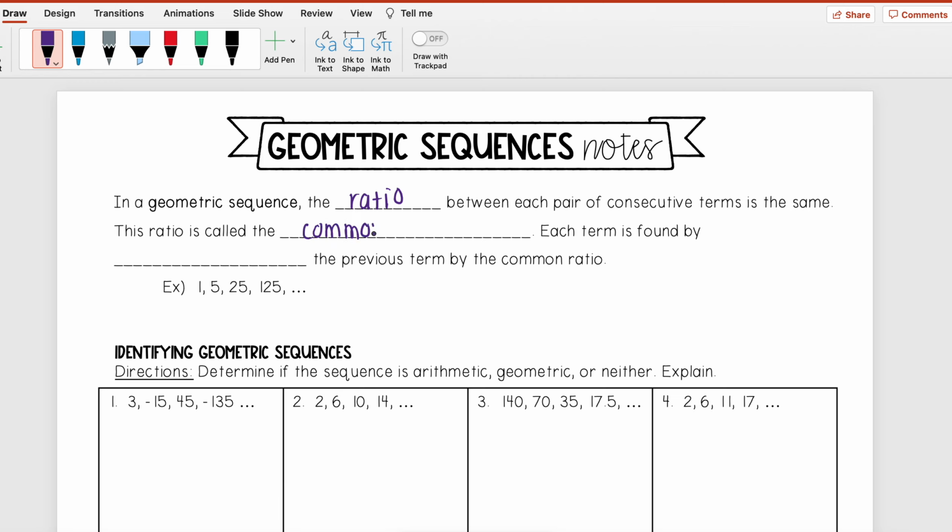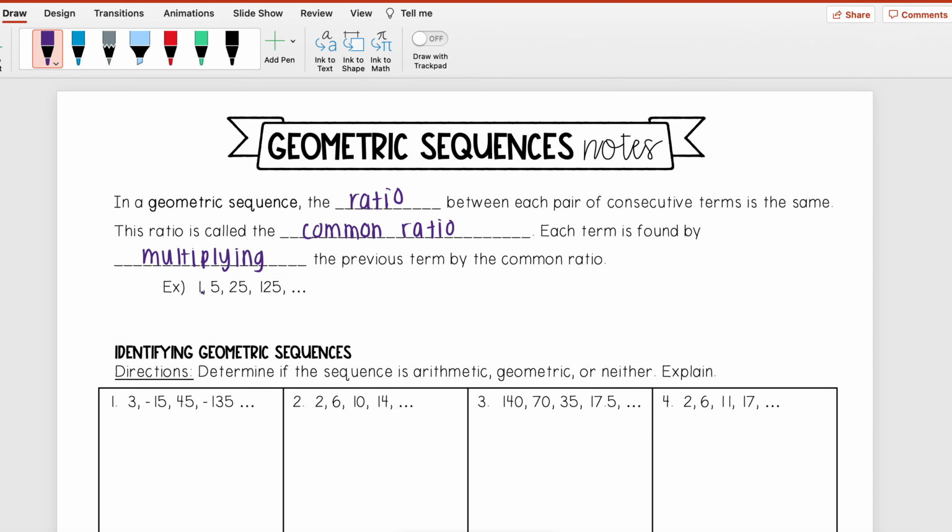So last time we had common difference. Now we have common ratio. And here each term is found by multiplying the previous term by the common ratio. And ratio means fraction, so it's really saying that when you divide that second term by the first term, that's going to be your common ratio.